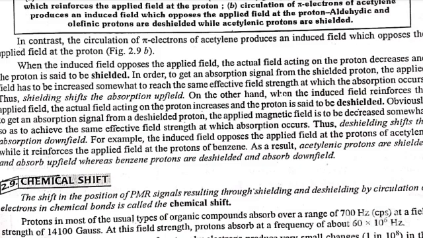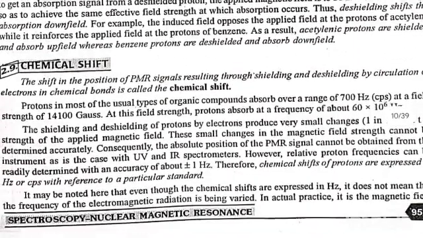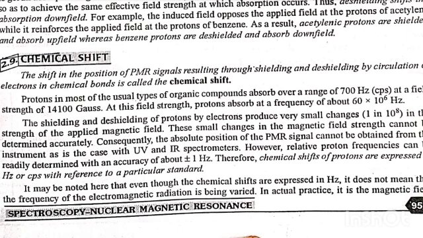For example, the induced field opposes the applied field at the protons of acetylene while it reinforces the applied field at the protons of benzene. As a result, acetylenic protons are shielded and absorb upfield, whereas benzene protons are deshielded and absorb downfield. Chemical shift: the shift in the position of PMR signals resulting from shielding and deshielding by circulation of electrons in chemical bonds is called the chemical shift.